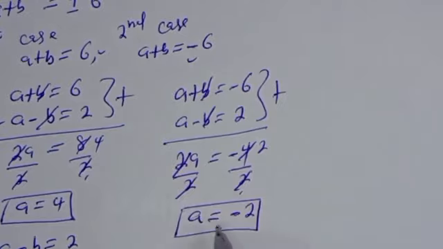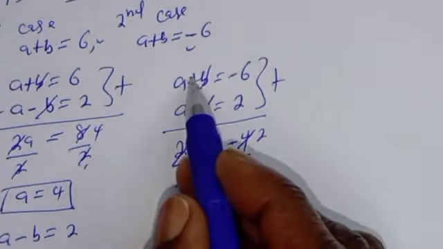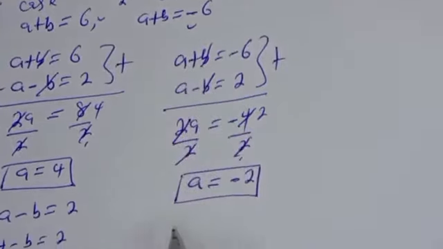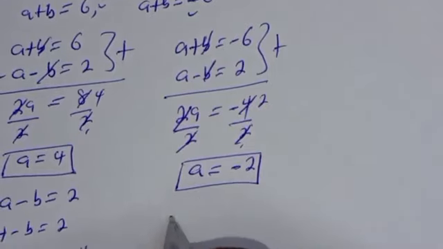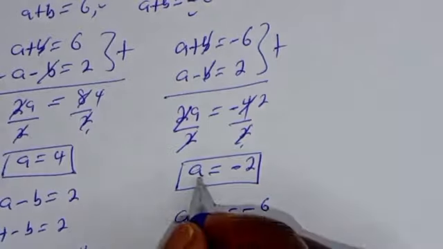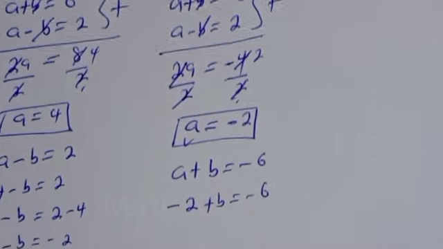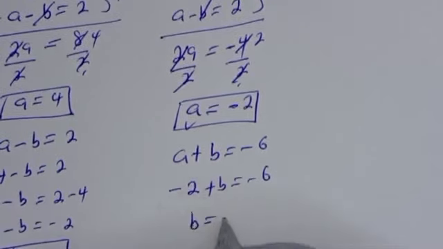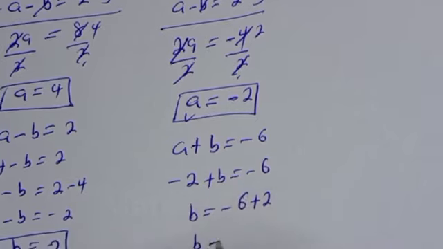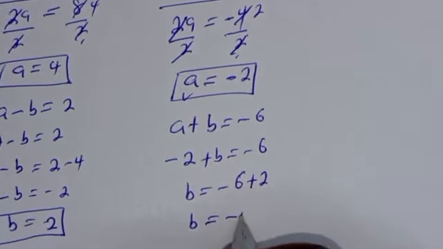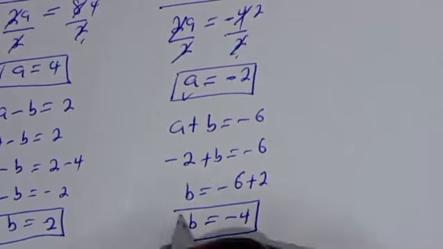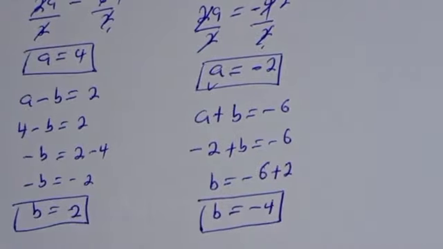Now, if a is equal to minus 2, let's solve for b here. We can pick either equation 1 or 2. Let's pick this now. A plus b is equal to minus 6. When a is minus 2, we have minus 2 plus b is equal to minus 6. Then b is equal to minus 6 plus 2. B is equal to minus 4. This is the value of b.